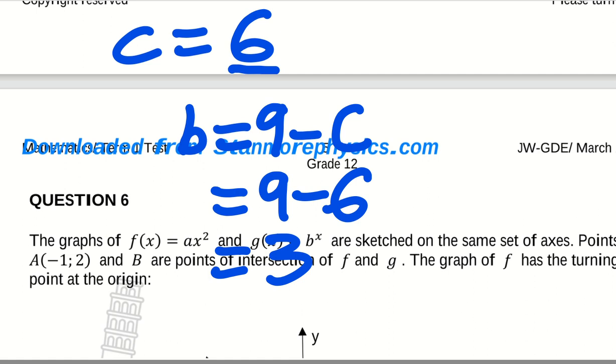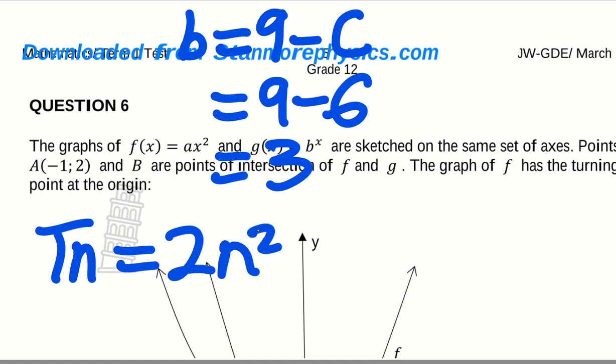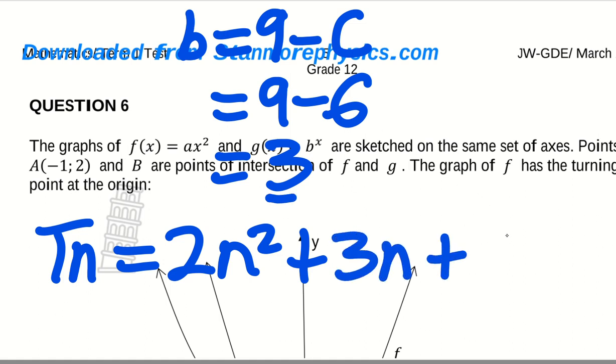Done. Simple. So you can just rewrite the general term and say tn, excuse me, I apologize. So it's tn is equal to 2n squared, right? Now we are no longer substituting anything in the place of tn and n, because we already found our answers. Then we say plus, in the place of b, it's bn. So I'm going to write 3n because b is 3. Then lastly, plus c. c is what? We said is equal to 6. Then you are done. This is your general term. Finished. Simple. You see it, guys.